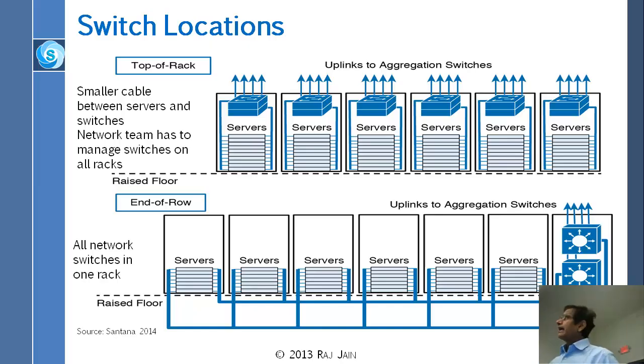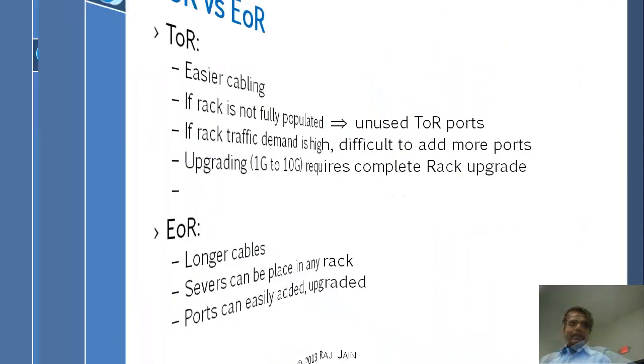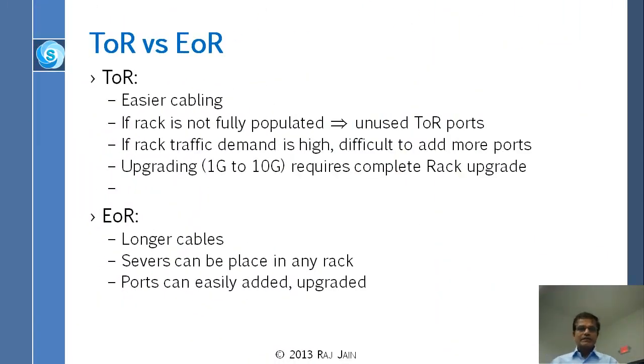Right? End of the rack puts all the networking equipment in one rack, and top of the rack puts shorter cabling. We already said all of this: the difference between these two is easier cabling. The rack is not fully populated. The problem is that if the rack is not fully populated, then you have unused ToR ports.